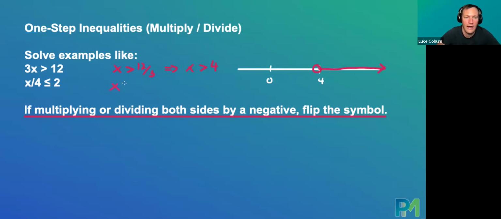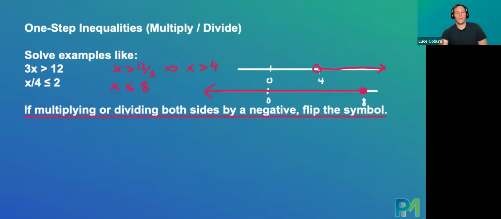Similarly here, x over 4 is less than or equal to 2, so I multiply across by the 4. So x is less than or equal to 8, and we're done. Now we draw a second number line. We have our 0, and this time our 8 up here. It could be equal to 8, so it goes from there all the way back to minus infinity. This is how we draw it.